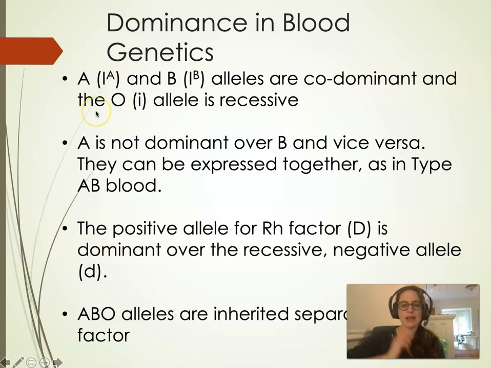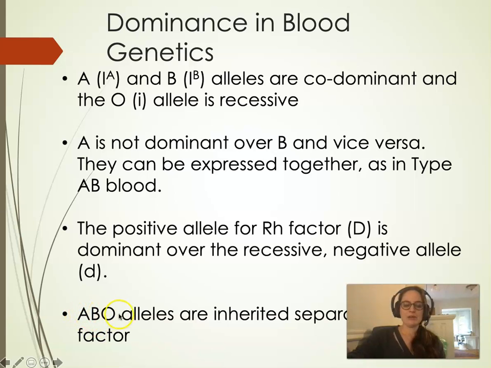O is recessive. The absence of this allele or the absence of instructions for an antigen is going to be recessive. So if you inherit any copy that codes for these types of surface antigens, then that will be expressed. We did that. Positive is dominant, negative is recessive. So if there's one copy of the D type, the genes that code for the D type antigen, then that person will have positive blood.